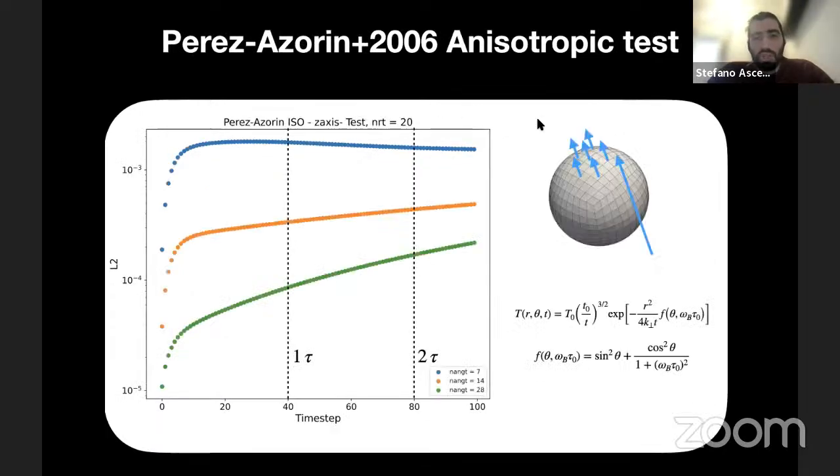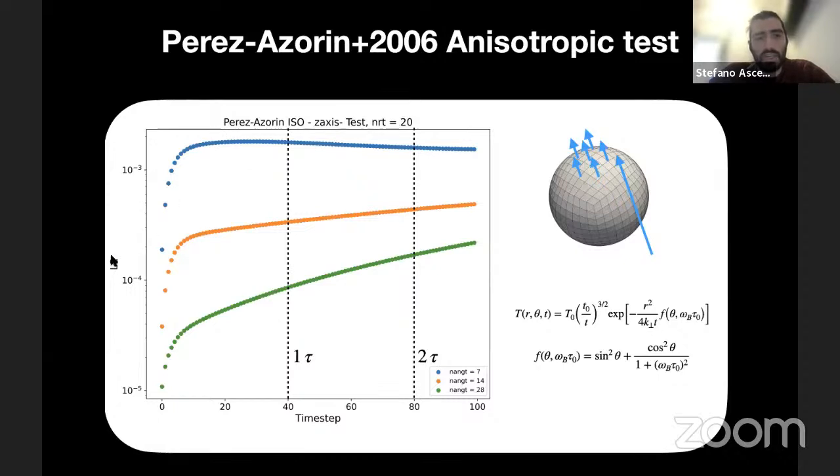Then we switch on the magnetic field. This is a uniform magnetic field, of course, orientated along the z axis. As you can see, the solution no longer has spherical symmetry, but cylindrical symmetry. And here I report the L2 measure for 3 different resolutions, where in each of these runs we double the number of angular points.